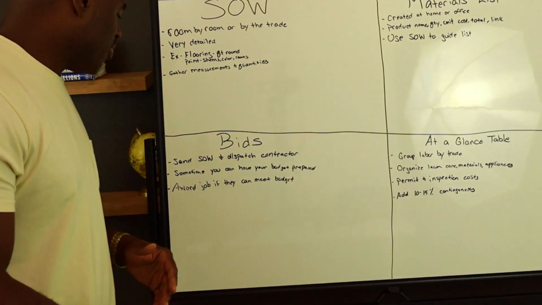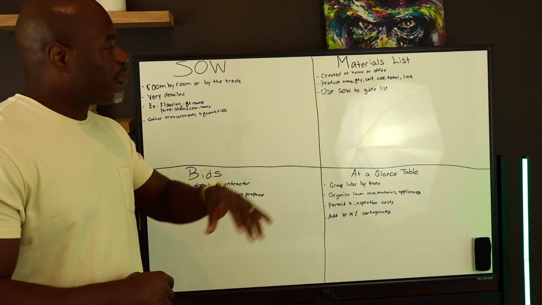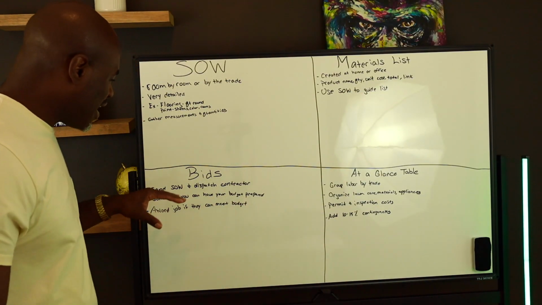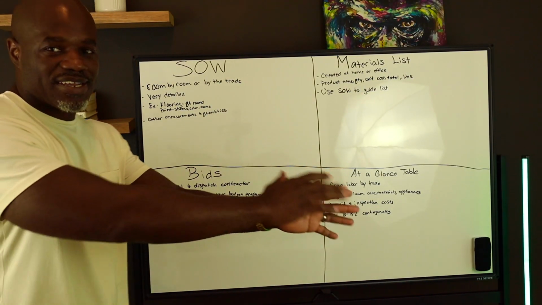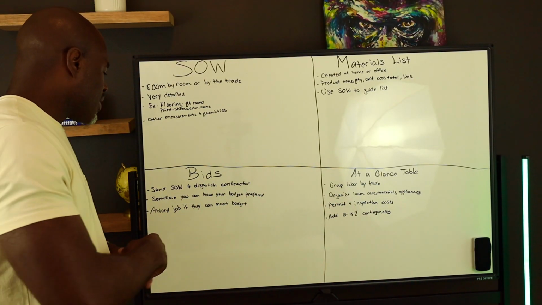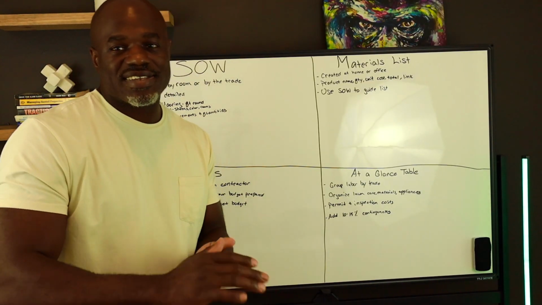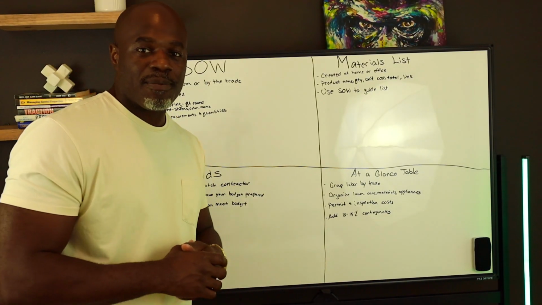Next up is going to be our bids. So we're staying organized. We have our scope of work, we have our materials list. Now we can dispatch contractors out, give them our scope of work. They can go walk the property, and they send us back a quote, or they send us back a bid.